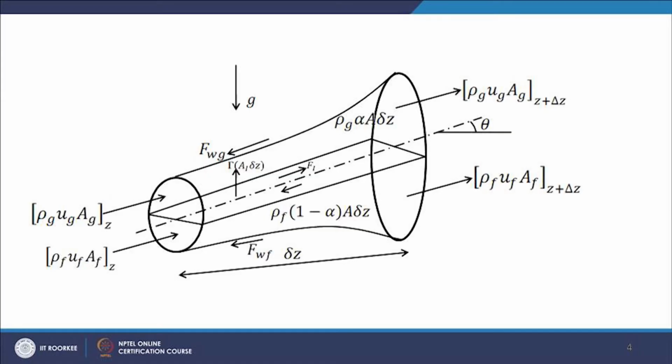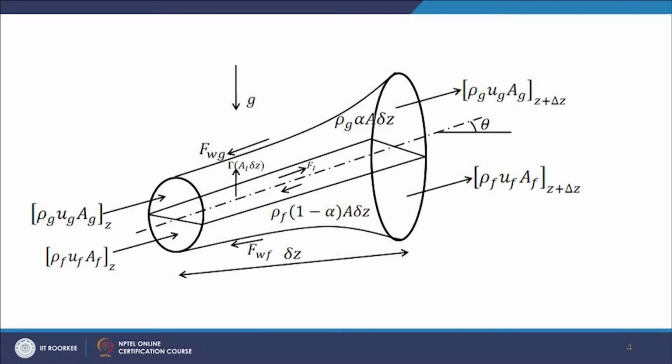On the exit side, you can find rho f, u f and a f at z plus delta z, where delta z is the length of the pipeline. This is an infinitesimal length we have considered. For finite length, we have to integrate this, and on the other hand for the gas, u g, rho g, a g at z plus delta z.